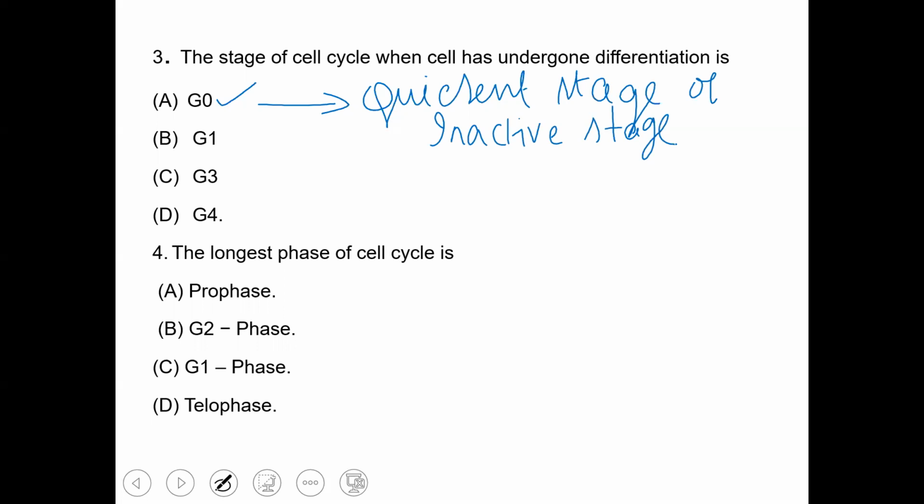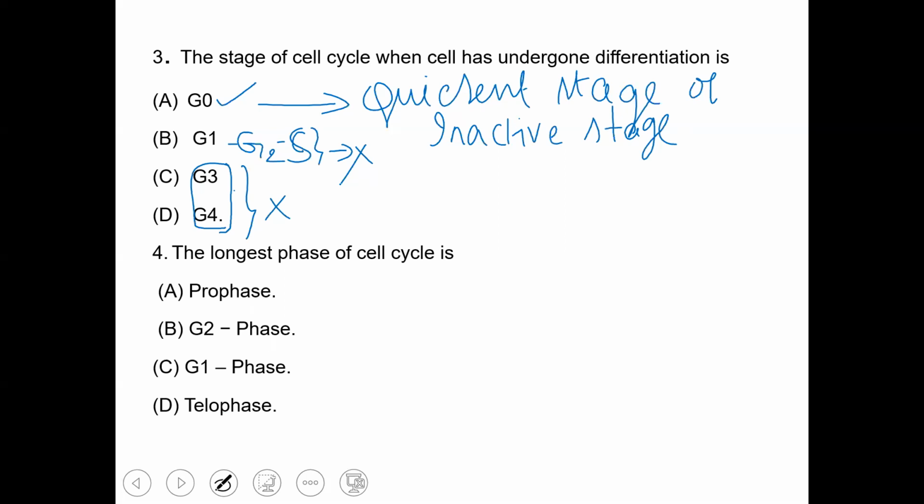G1 phase, there is no G3 and G4 phase. There is only G1, G2 and S phase. So these two options are wrong. And even this option is not correct because it will not undergo any process of differentiation. So henceforth, our option will be G0 phase.